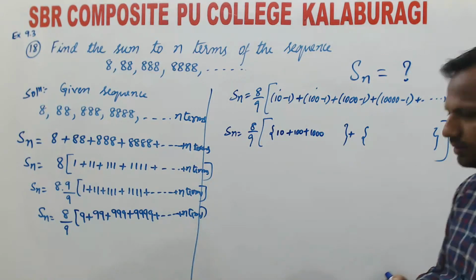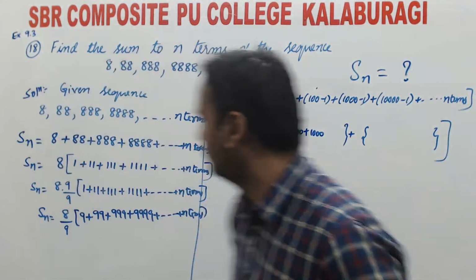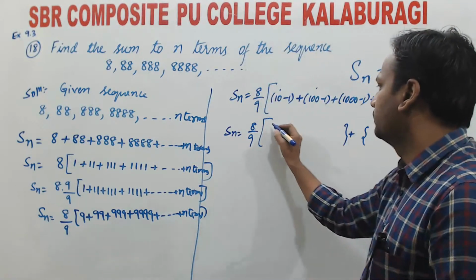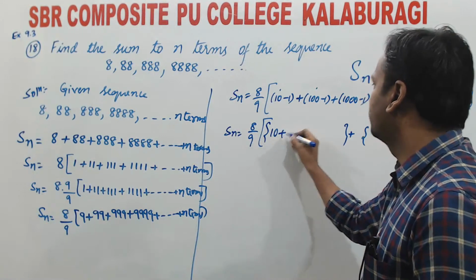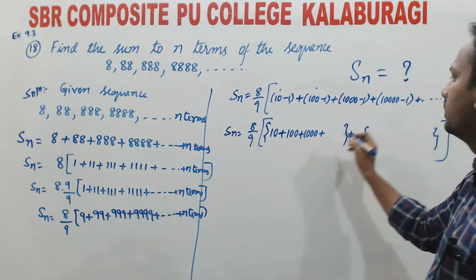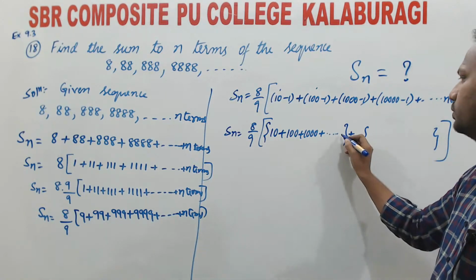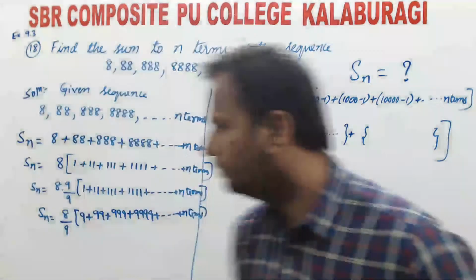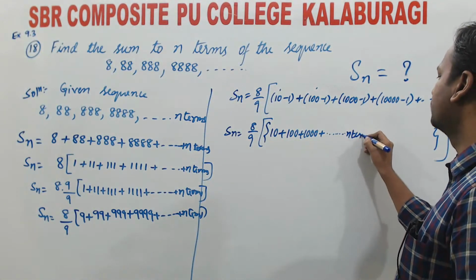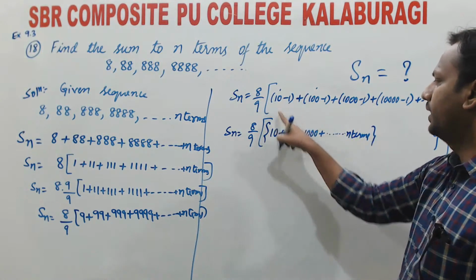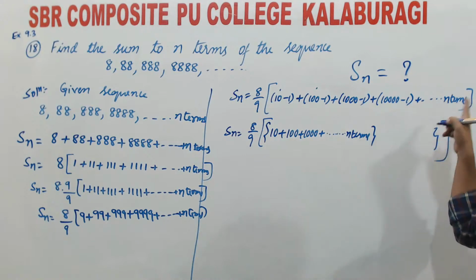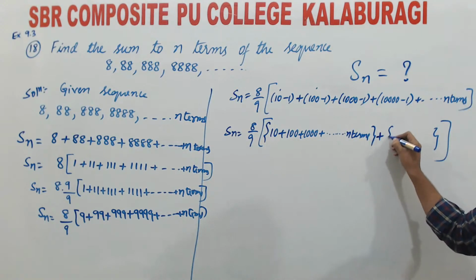Whether you're getting this, let me write bigger. So this is 10, next 100, next 1000, next 10,000, so on up to n terms.